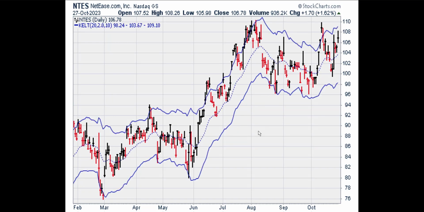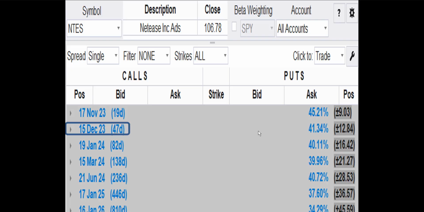Next, we're going to look at a daily chart that displays the Keltner channel. As a rule, we don't want to buy calls if the stock price is above the upper Keltner channel line. Anywhere inside the Keltner channel or even below the Keltner channel is fine. NTES is below the upper Keltner channel line, so NTES is inside the buy zone. Since the trend is up, we want to buy a call.